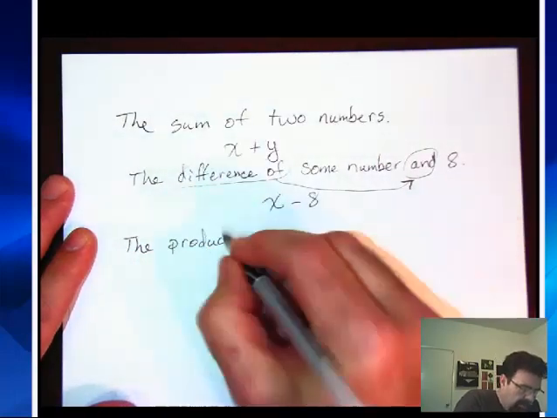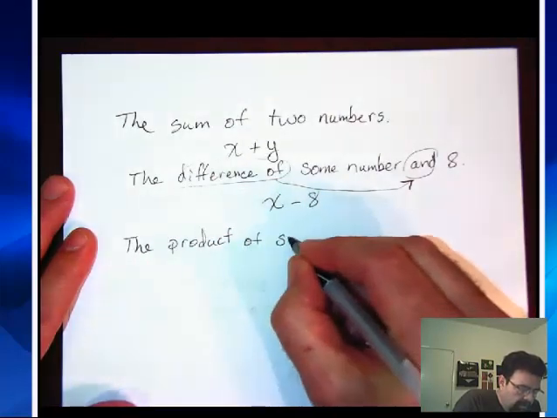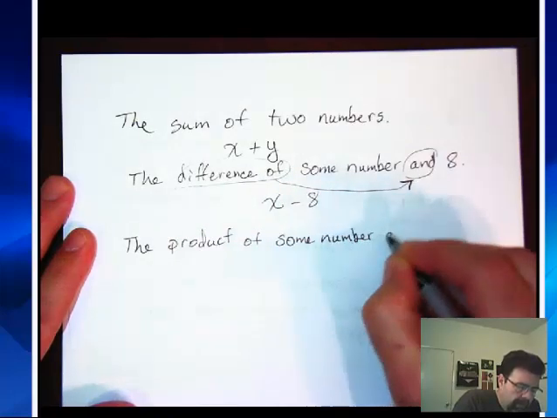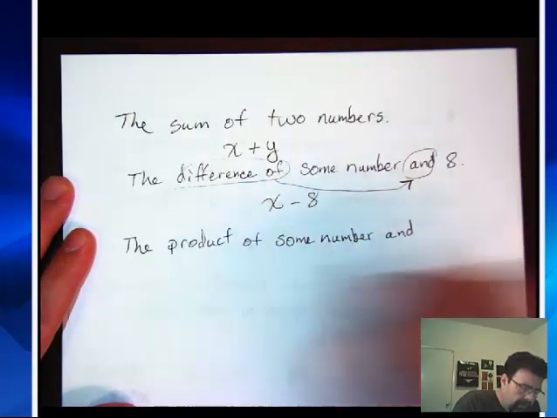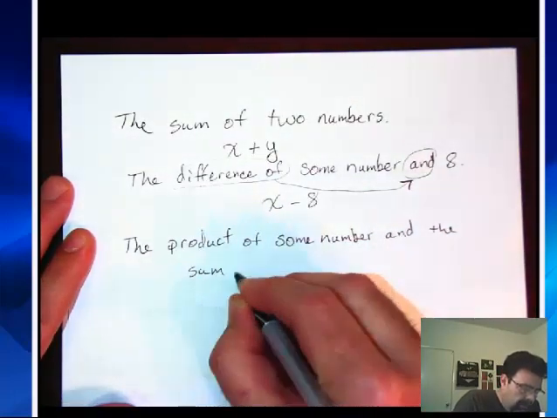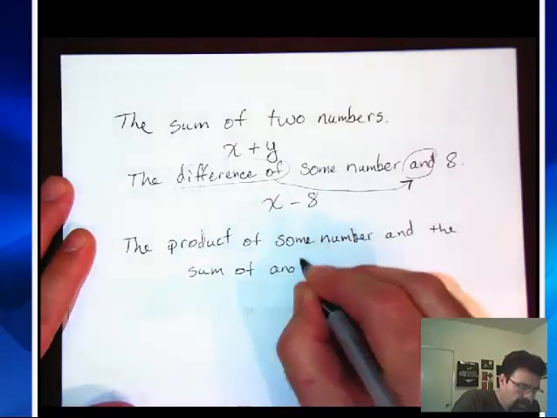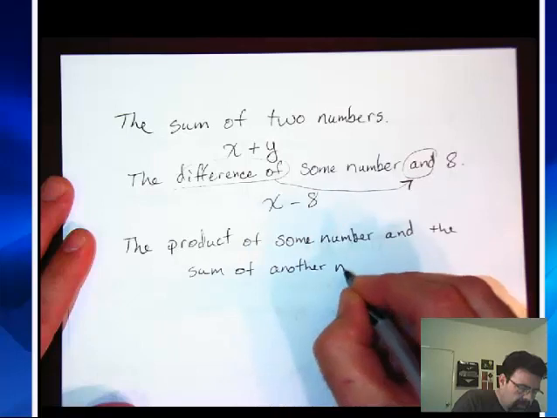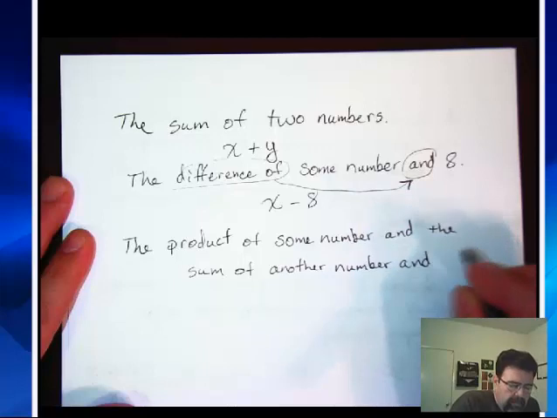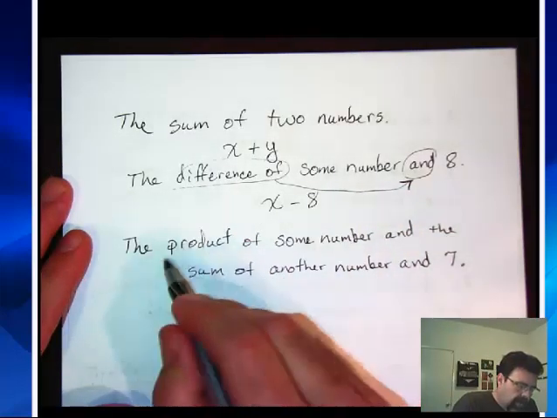You can even nest them. In fact, let's do that right now. The product of some number and the sum of another number and 7. Okay, so basically, I got this product.